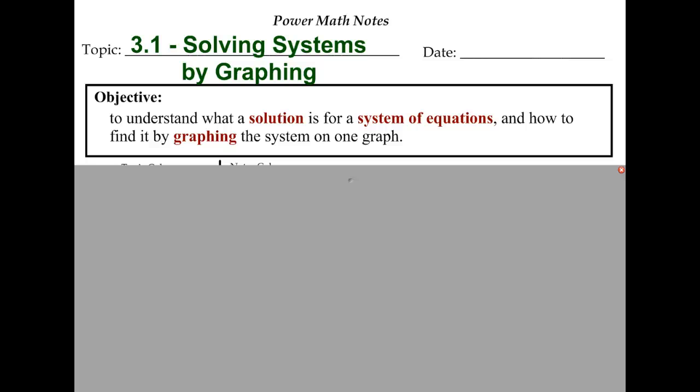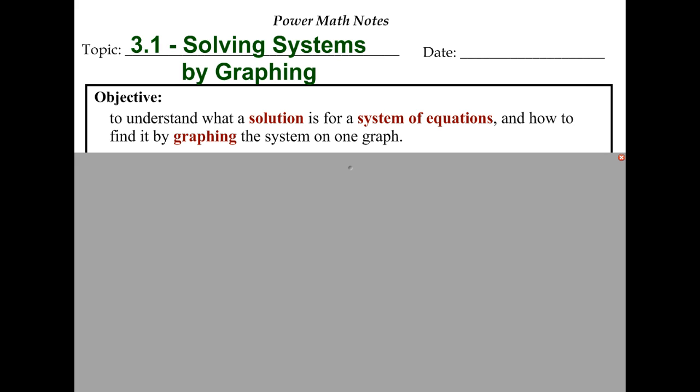All right, we're going to talk about section 3.1 from Algebra 2, and that's solving systems by graphing. We need to understand what a solution is for a system of equations and how to find it by graphing the system on one graph.